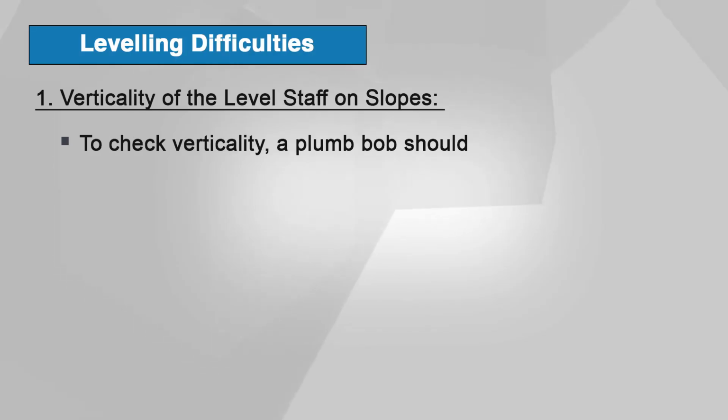Now, we will move on to the difficulties during the leveling operations. During leveling operations several challenges can arise, which include firstly the verticality of the level staff on slopes. Ensuring that a level staff is vertical on slopes can be difficult. To check verticality, a plumb bob should be used.